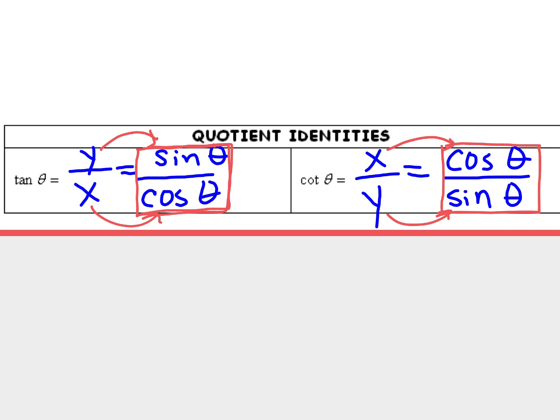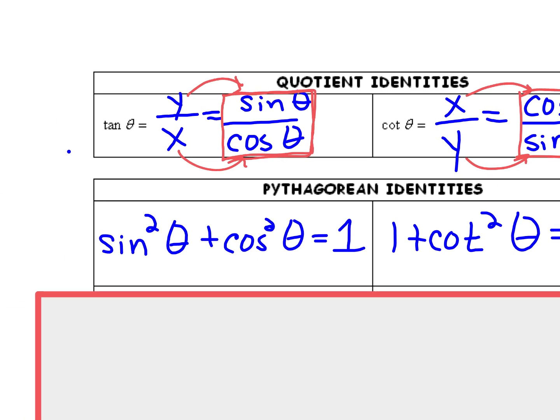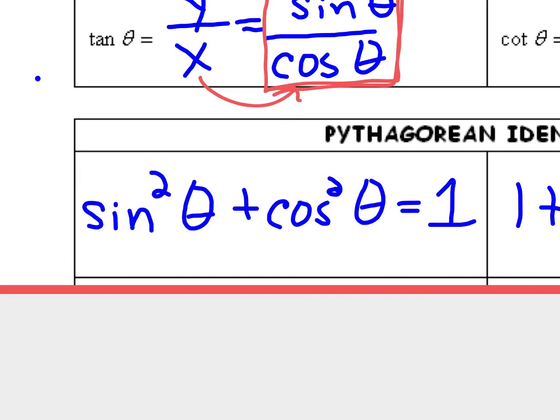So lastly, we have our Pythagorean identities. Woo, almost deleted the whole thing. Hold on. Get this box out of the way here. Okay, so to start, let's just focus on that one.